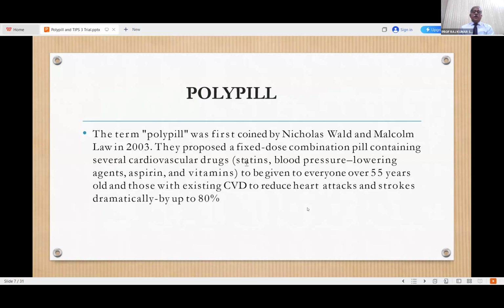So the polypill was first coined by Nicholas Wald and Malcolm Law in 2003. They proposed a fixed dose combination pill containing several cardiovascular disease drugs: statins, blood pressure lowering agents, aspirin, and vitamins, to be given to everyone over 55 years old and those with existing cardiovascular disease to reduce heart attacks and strokes dramatically, by up to 80%.